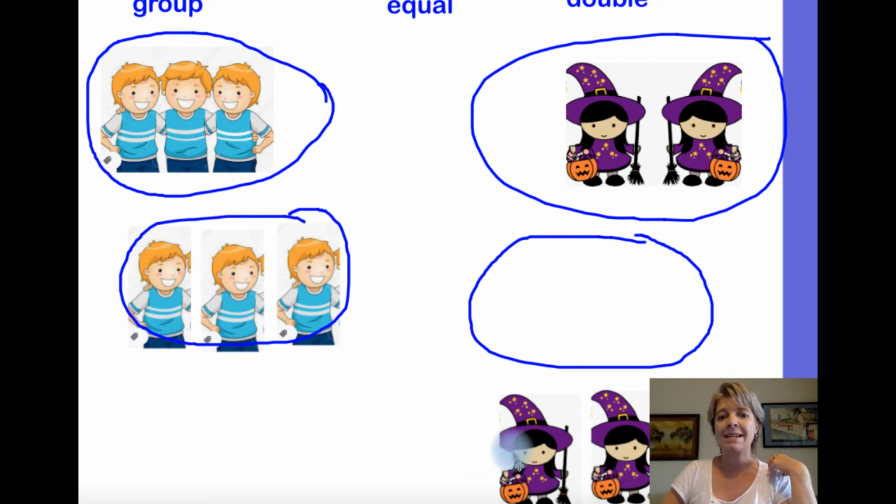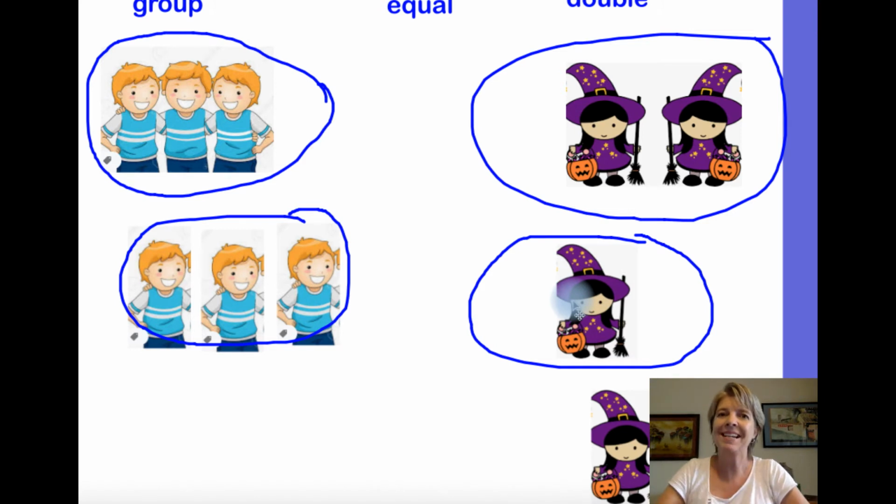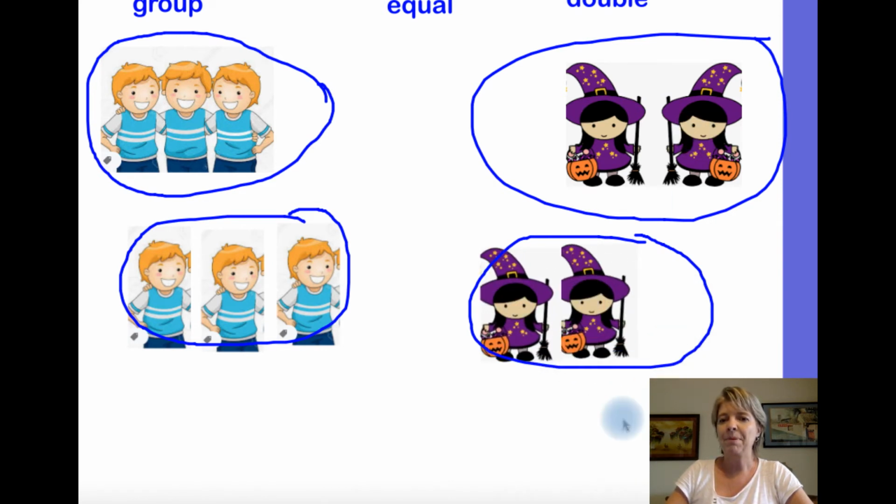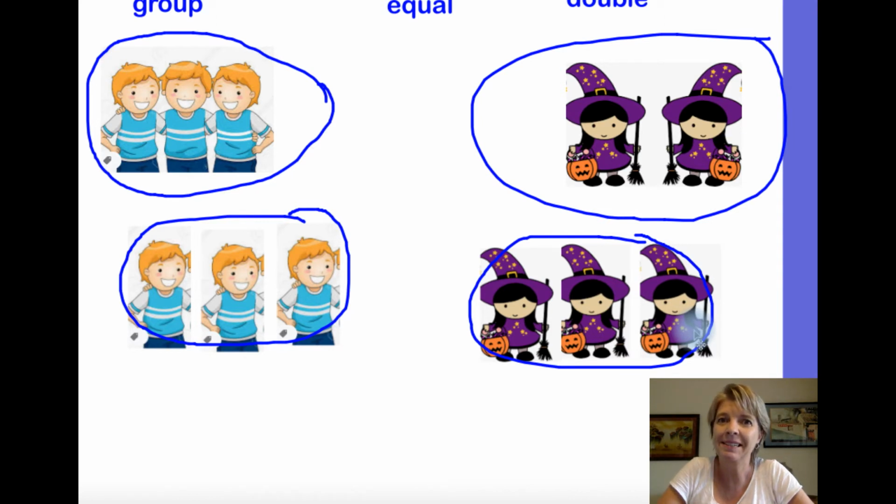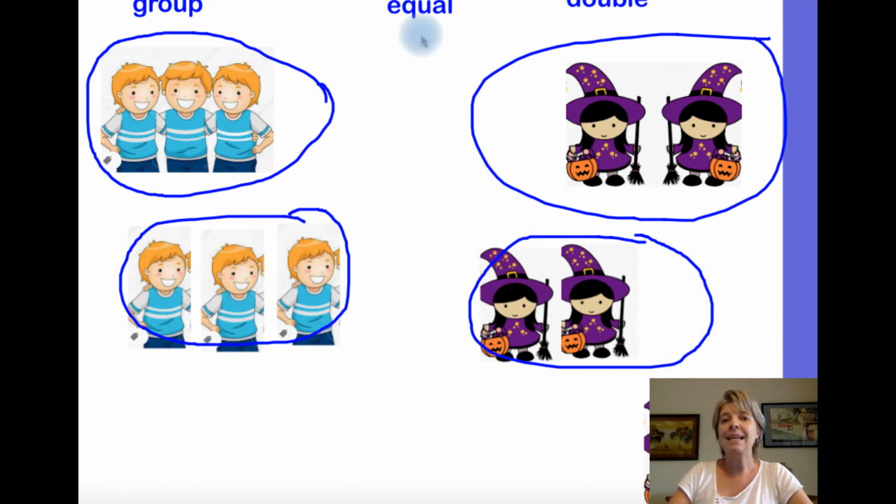If I put 1 in, is that equal? Is it the same as this? No, it's not, is it? It's not equal. What about if I put 3? Is that equal? Nope. So to be equal or double, it has to be the same number. Let's go and practice that.